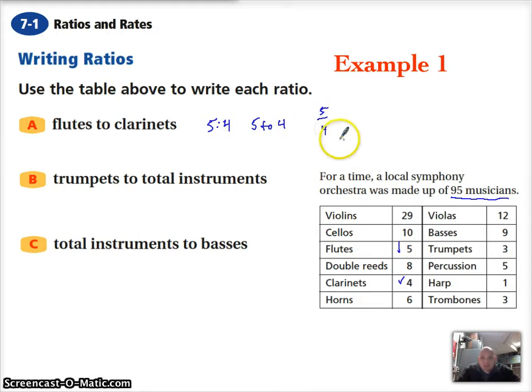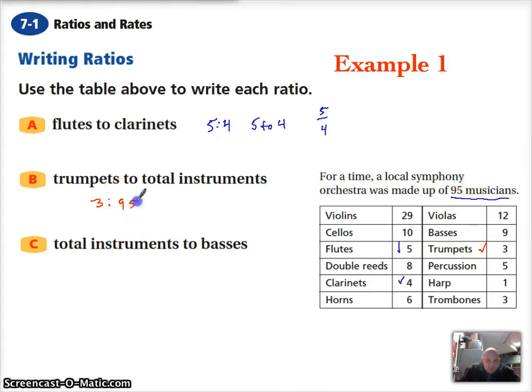The order matters. When it says flutes to clarinets, the first number in each one of these quantities has to be the number of flutes, and then clarinets is the second. Let's look at trumpets to total instruments. Trumpets, we have 3. So it's going to be 3 to what? Well, the total number of instruments is 95.